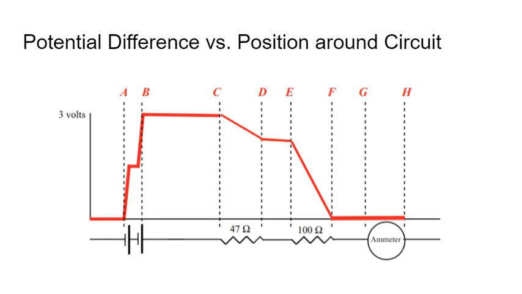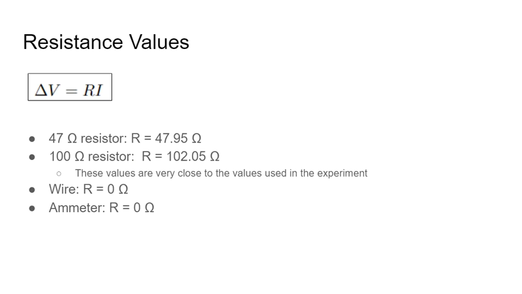And then we graphed the potential difference versus the position around the circuit. And then we found the actual resistance values using Ohm's law. For the 47 ohm resistor, it was 47.95 ohms. For the 100 ohm resistor, it was 102.05 ohms. And these values are very close to the values that we used in the experiment. And then for the wire and the ammeter, the resistance was 0.